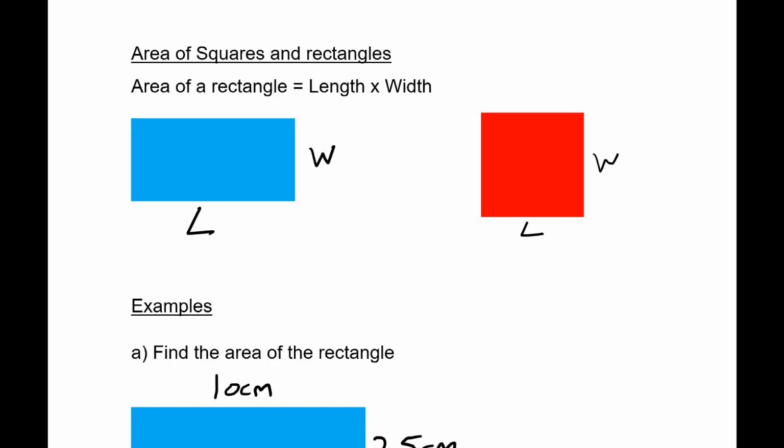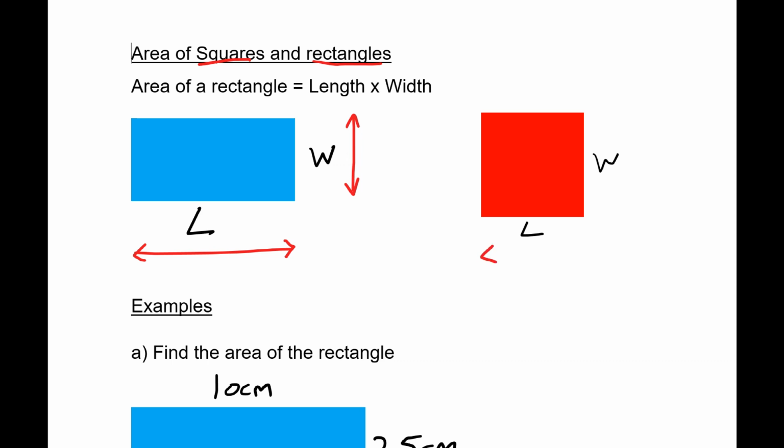To find the area of a rectilinear shape, so a square or rectangle, we need to do the length of the shape times by its width. Remember, the length of a square or rectangle is the length of its longest side, and the width is how long its shorter side is, like that.